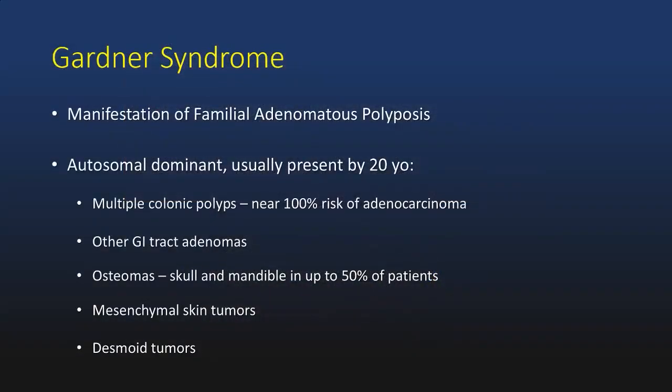Gardner Syndrome is a manifestation of familial adenomatous polyposis, which is autosomal dominant, typically with patients presenting early in life. They have multiple colonic polyps with a near 100% risk of colon cancer. They also have other GI tract adenomas and adenocarcinomas, including around the ampulla of the duodenum. They also get skull and mandible osteomas, mesenchymal skin tumors, and as demonstrated in that last case, desmoid tumors.